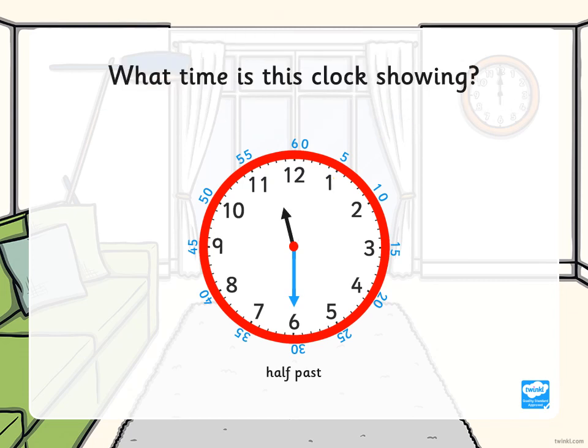What time is on this clock now? The minute hand is halfway round. Blue hand is the minute hand. Where is the black hand? It is halfway between the 11 and the 12. So that is half past 11. It hasn't got to 12 yet. It's not half past 12. It's half past 11.